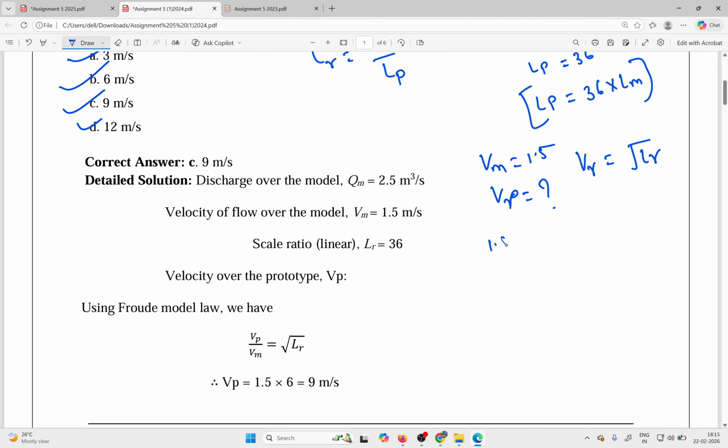Vm is 1.5. Vp you need to calculate, and here is root 1 by 36. So Vp is 6 into 1.5. So we will get here.